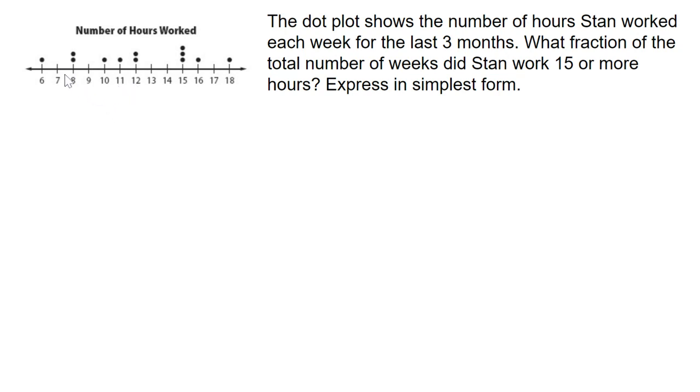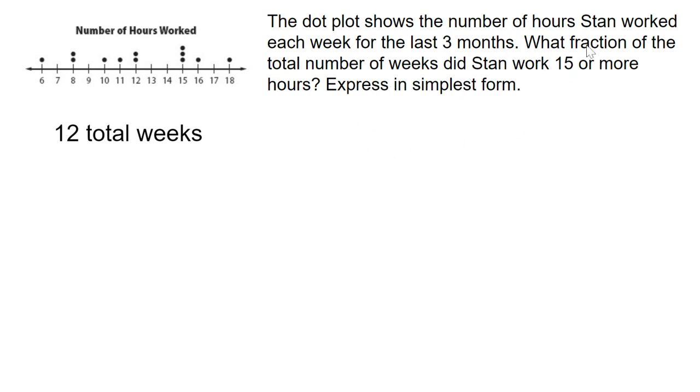again is total up how many dots we have here. This will tell us how many weeks he worked in the last 3 months. So 1, 2, 3, 4, 5, 6, 7, 8, 9, 10, 11, 12. So 12 total weeks he's worked in the past 3 months.